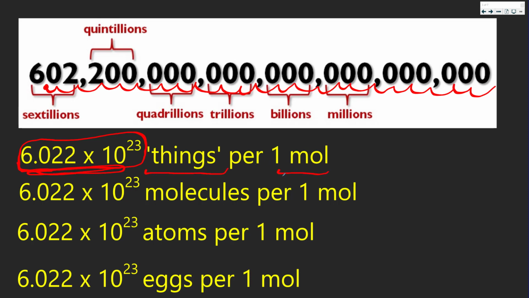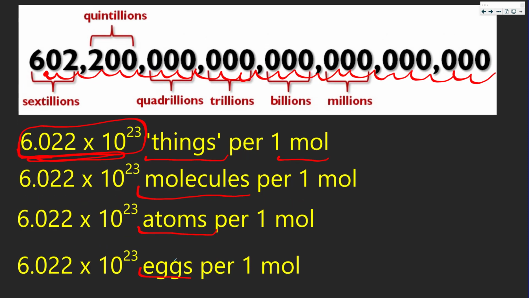It could be molecules, atoms, or eggs per 1 mole. It doesn't really matter. It is just that Avogadro's number represents a lot of things for 1 mole. So if you have 1 mole of it, you're going to have this number of it.